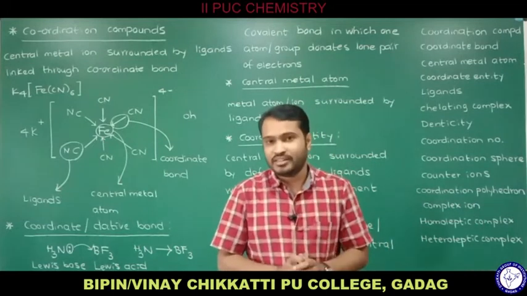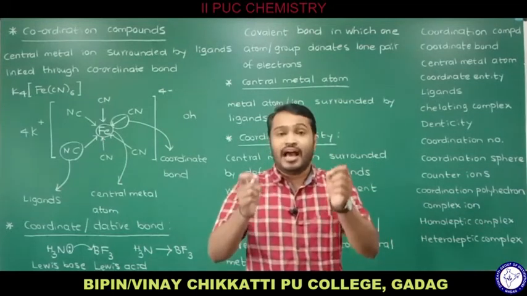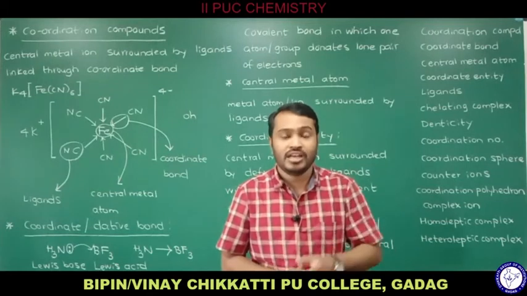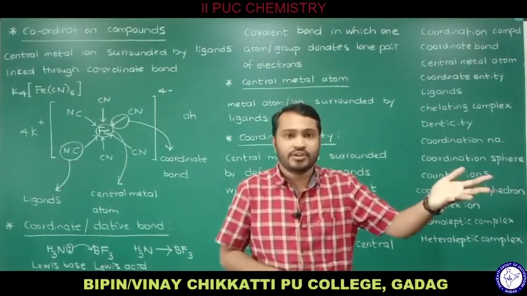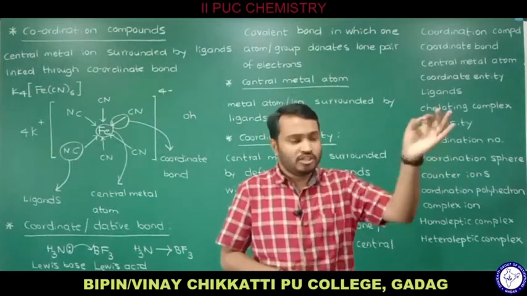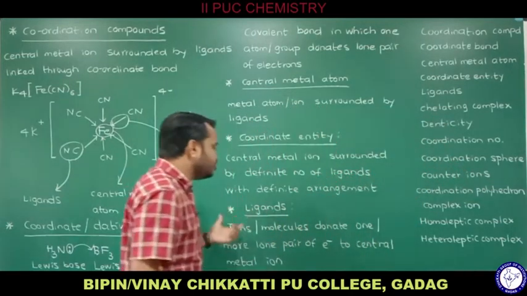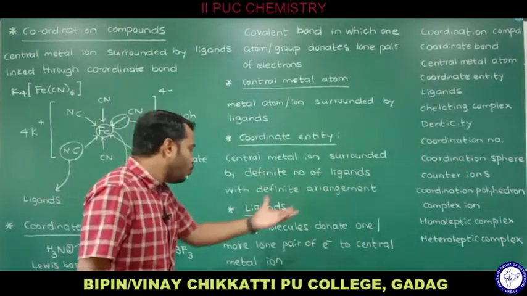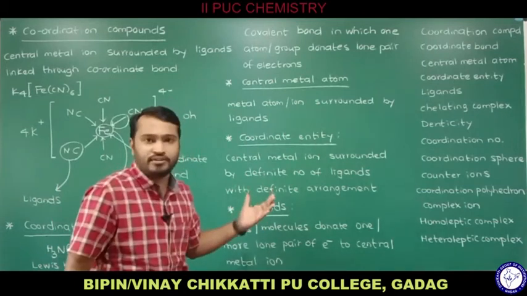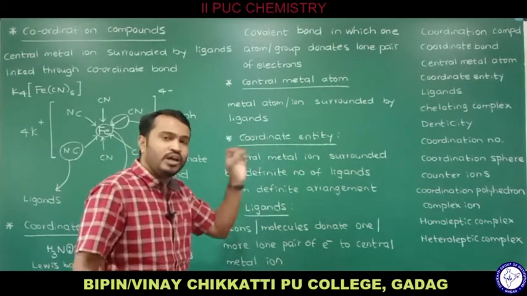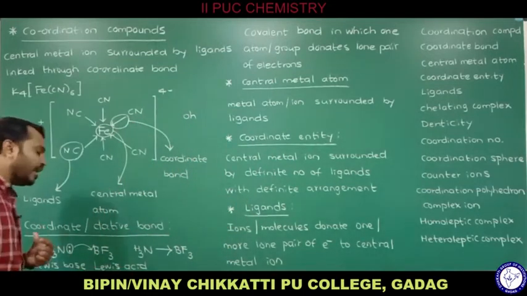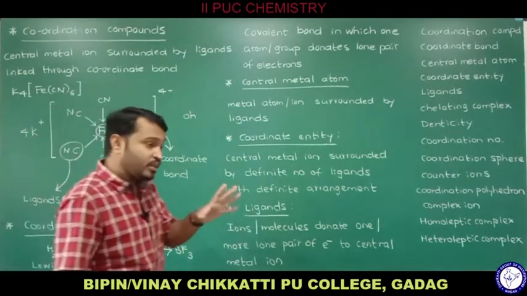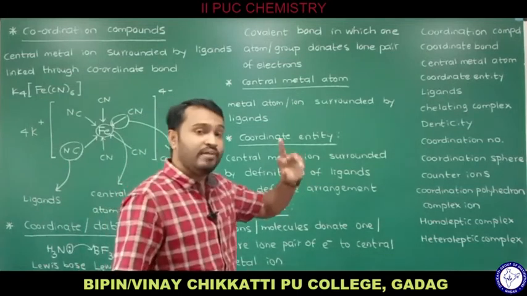Remember that these ions or molecules have lone pairs of electrons, and that lone pair is going to be donated to the central metal atom through a coordinate bond. So ligands are ions or molecules which can donate one or more lone pairs of electrons. Some molecules have only one lone pair, for example ammonia. In ammonia, on nitrogen, we have one lone pair of electrons. In water, on oxygen, we have two lone pairs of electrons.